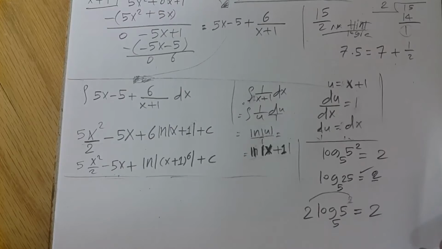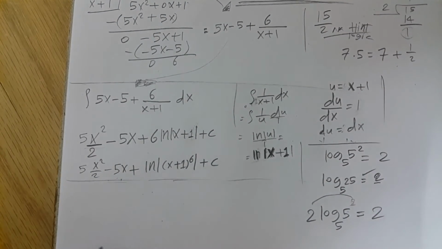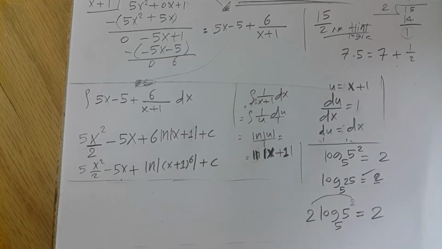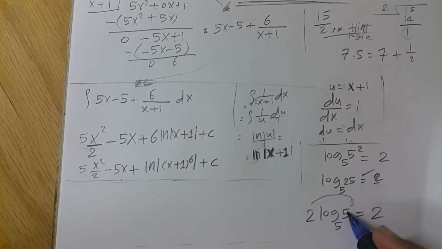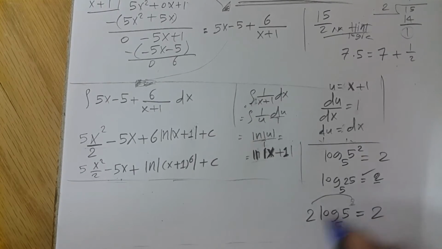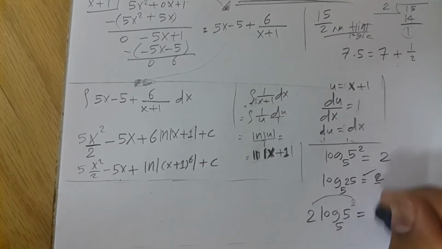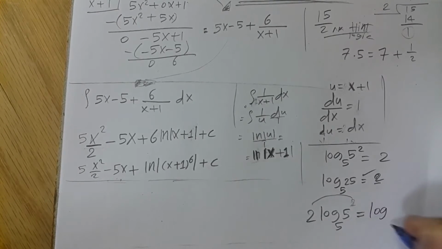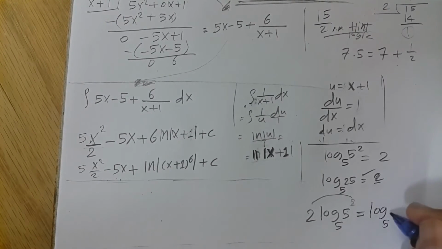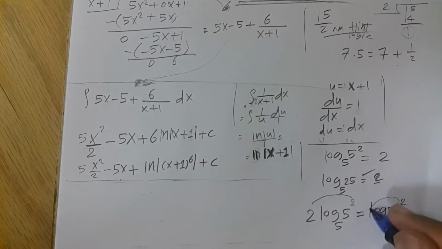Oh sorry, I made a mistake again. Let me do this line here. So let me repeat this part: log base 5 of 5, and I will not write the 2 here, I will write it here, to prove that this is the same as log base 5 of 5 to the power of 2. So you can bring the 2 here or here.